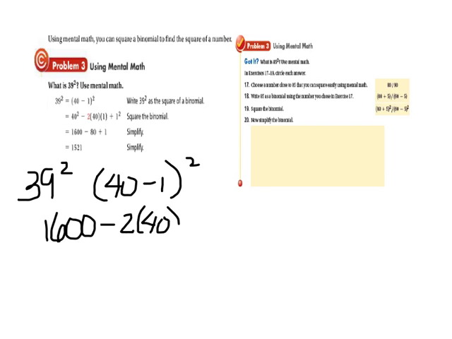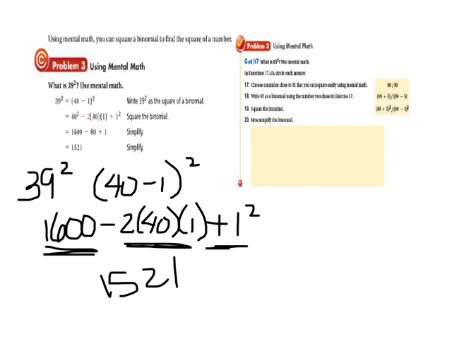Okay? We don't usually write down mental math, but that's 2 times the first term times the last term, and then plus 1 squared. Now what's happening in our head is we thought 1600 minus 80 plus 1. So 1600 minus 80 is 1520, plus 1 is 1521.